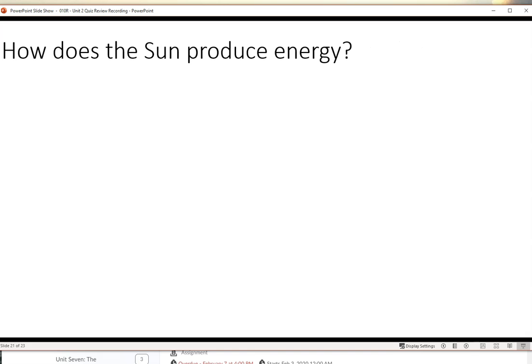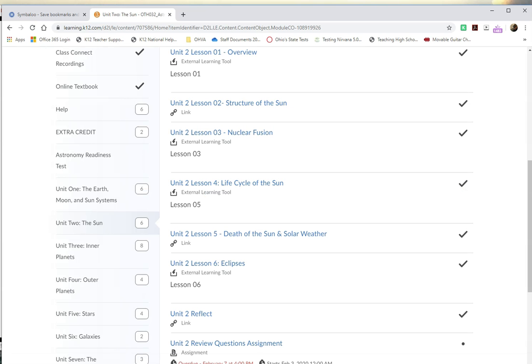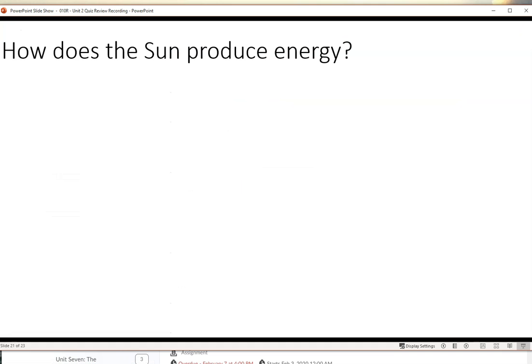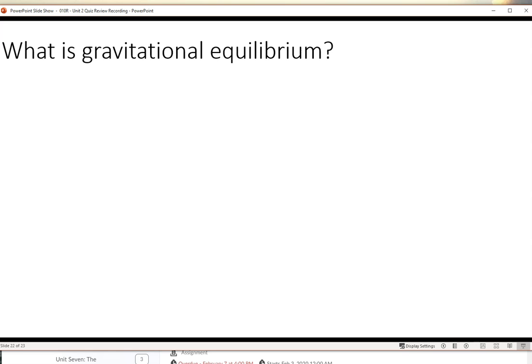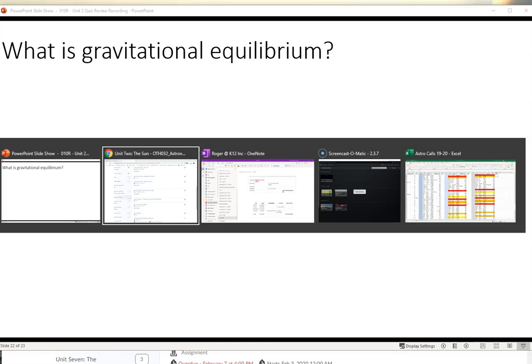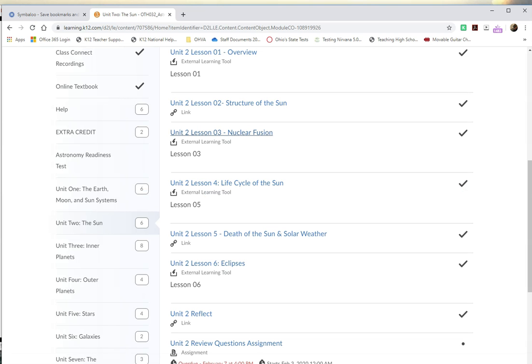How does the sun produce energy? You probably have a pretty good idea where to find that by now. Look in lesson 3 for the answer to that. And finally, what is gravitational equilibrium? And for that, again, go into nuclear fusion, possibly Structure of the Sun for the answer to that question. Look in these two.